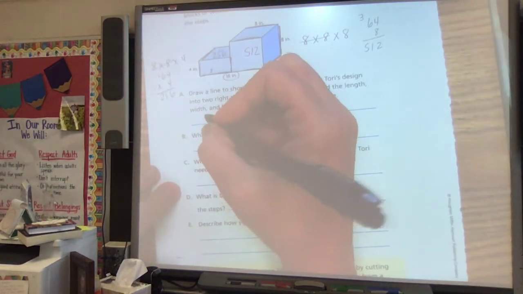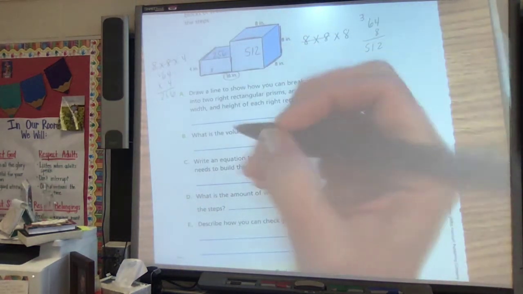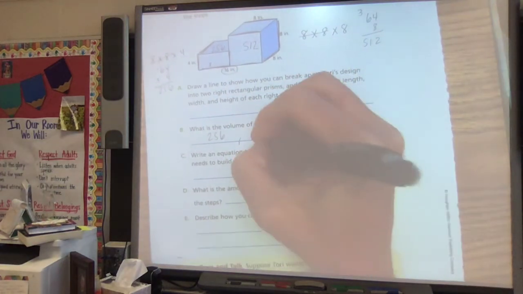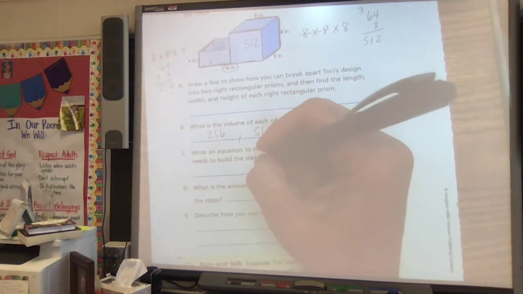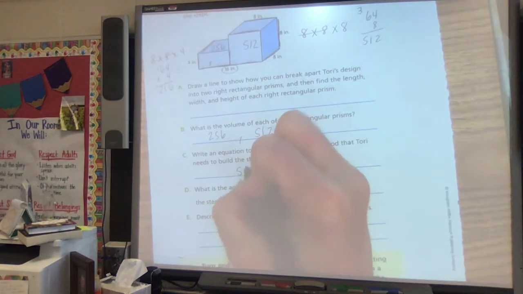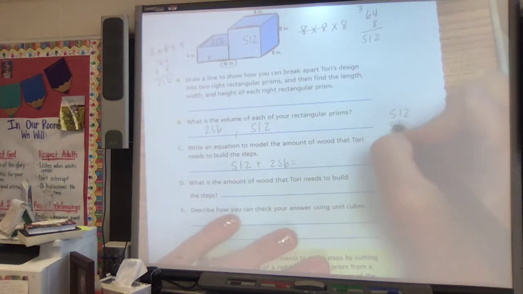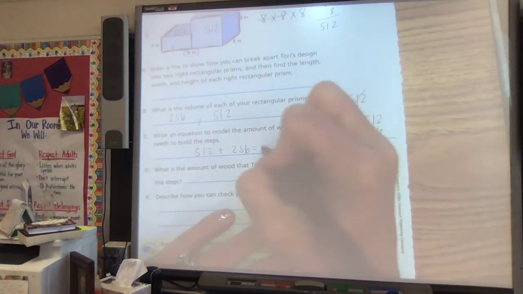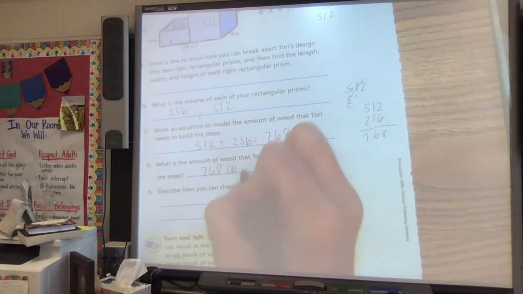Okay, so draw a line to show how you can break it apart, find the length, width, and height. That's what we did. What is the volume of each of them? 256 and 512. Write an equation to model the amount of wood that she needs to build the steps. All right, we're going to write 512 plus 256, and let's work that out. That'd be 8, 6, 7, 768. The amount of wood that she needs, 768 cubic inches.